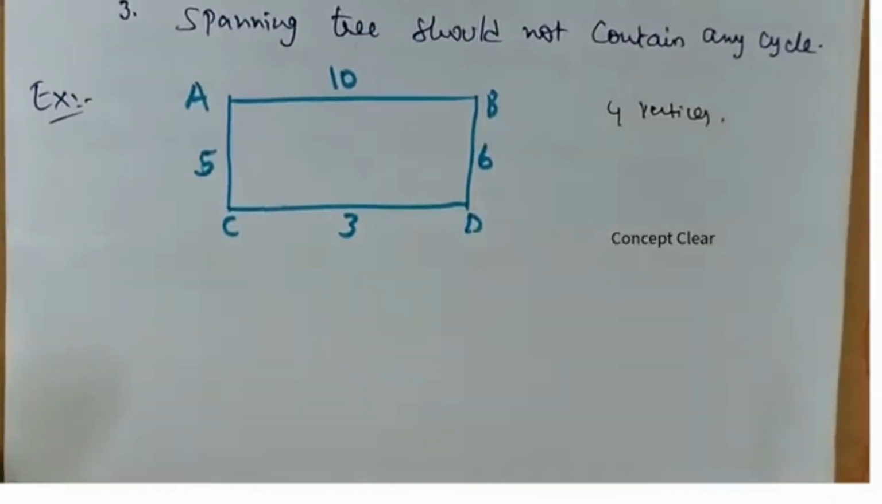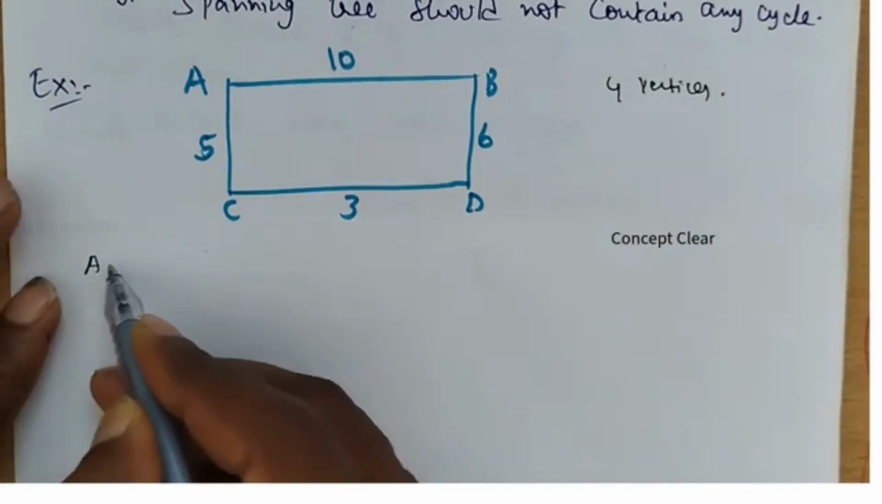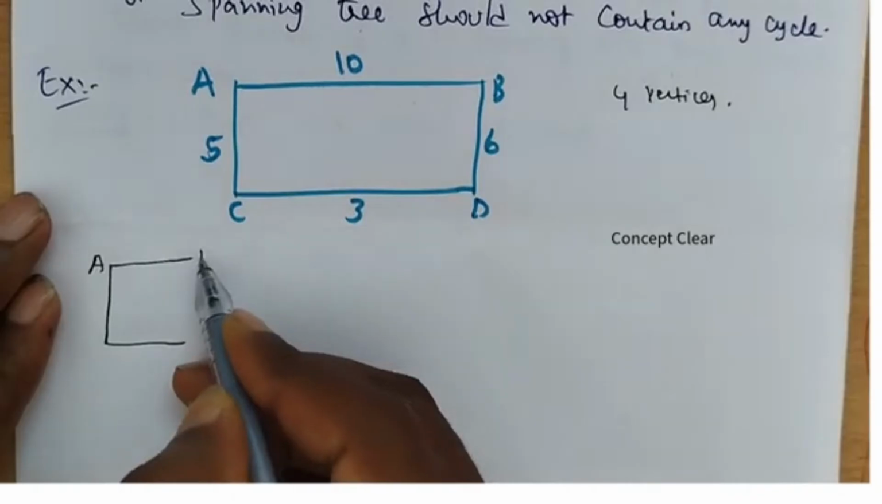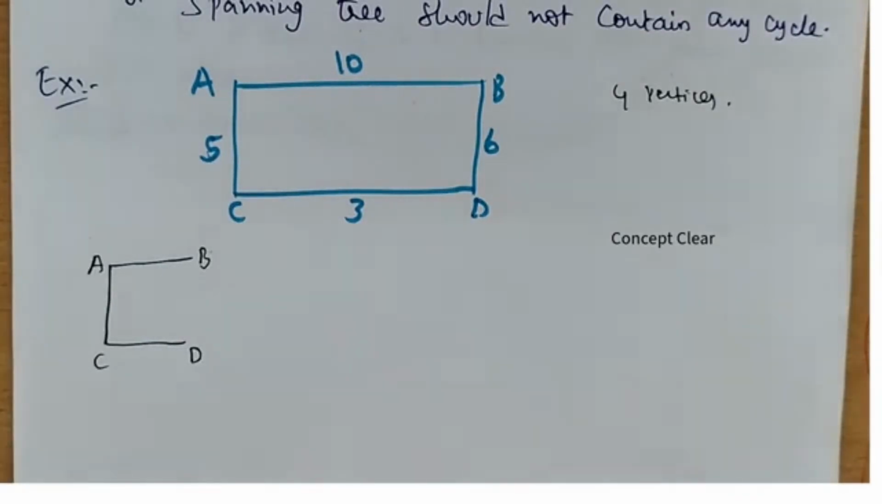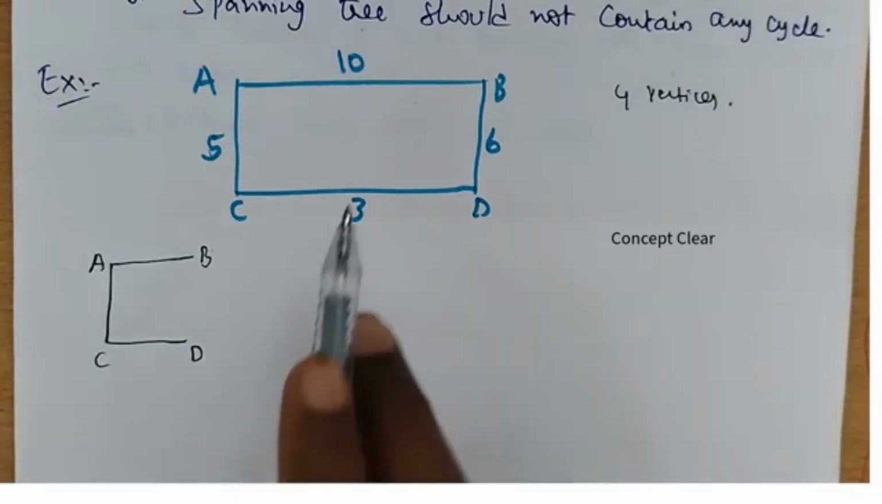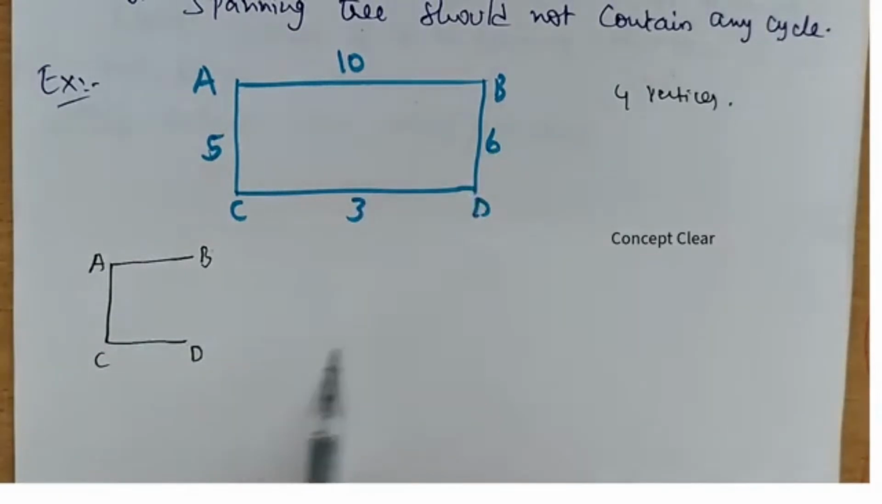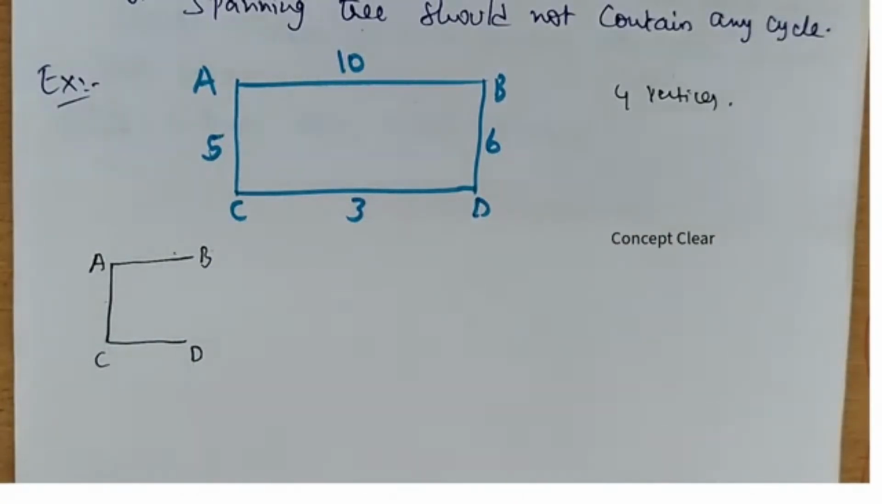According to this graph, we have to draw spanning trees. See here, I am drawing A, B, C, D. This is one spanning tree. Am I correct or not? Check the conditions. The first condition is it should contain all vertices A, B, C, D. All the vertices are there. The second condition is n minus 1 edges. 4 vertices means how many edges? 3 edges: 1, 2, 3. And the third condition is there should not be any cyclic form. There is no closed form here, so it is correct.